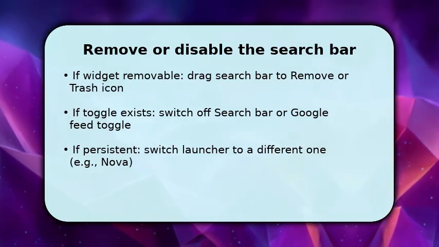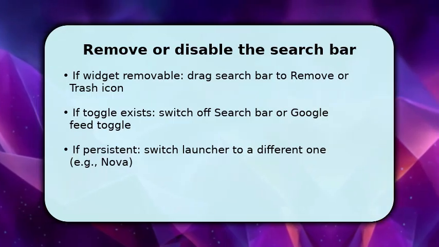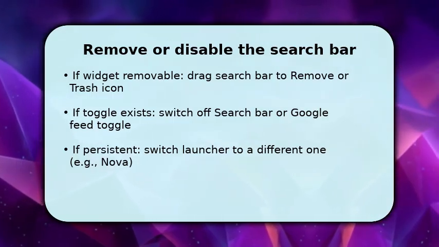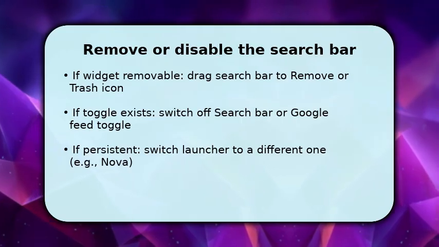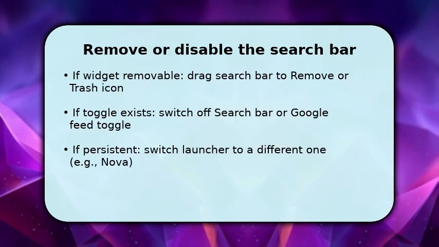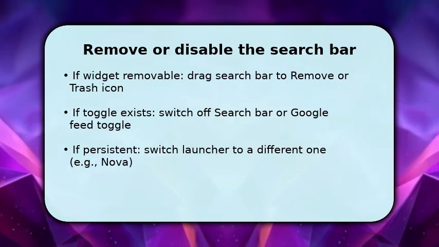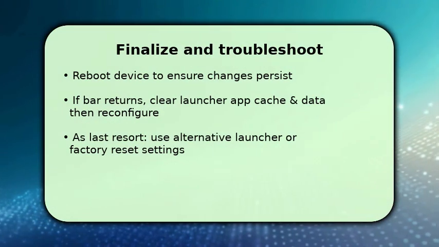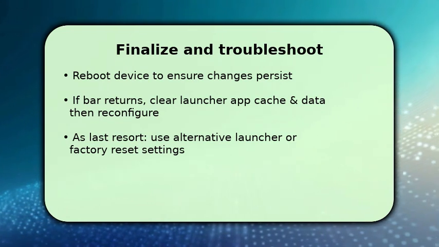If the bar remains locked by the launcher, install and set a different launcher like Nova or Launchair. Then repeat removal in that new launcher. Finish by rebooting your Realme C11 so the launcher accepts the change permanently. Once done, check several home screens to confirm the bar is gone.